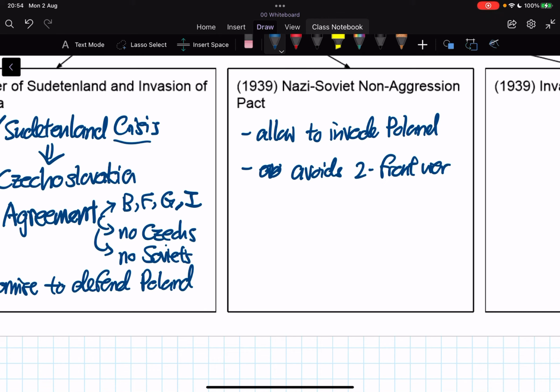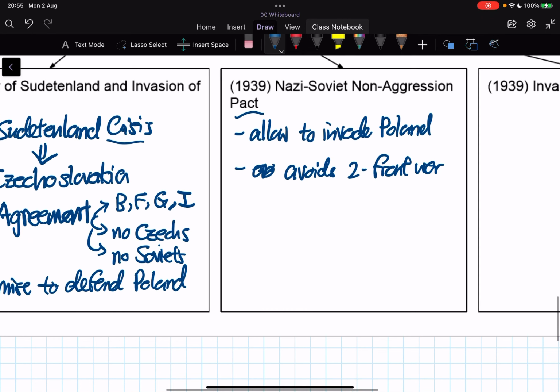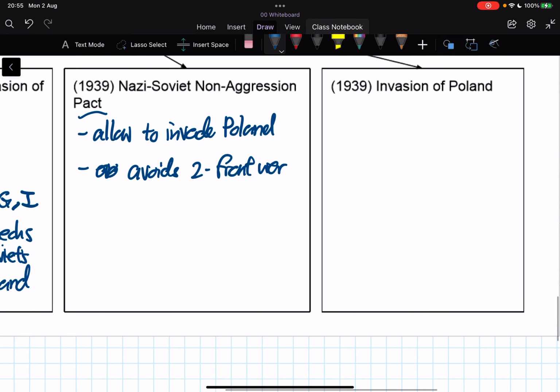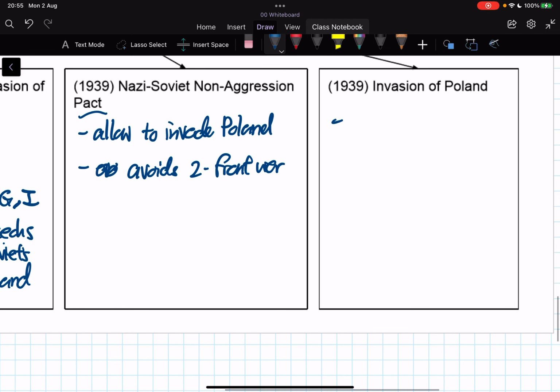Okay, at no point should we think that just because they signed a deal means that these guys like each other, that Hitler is suddenly in love with communism. But no, this is a marriage of convenience. It's just a temporary deal. At least that's what Hitler realizes. Okay, so with this Nazi-Soviet non-aggression pact signed in 1939, this allows him to finally invade Poland.